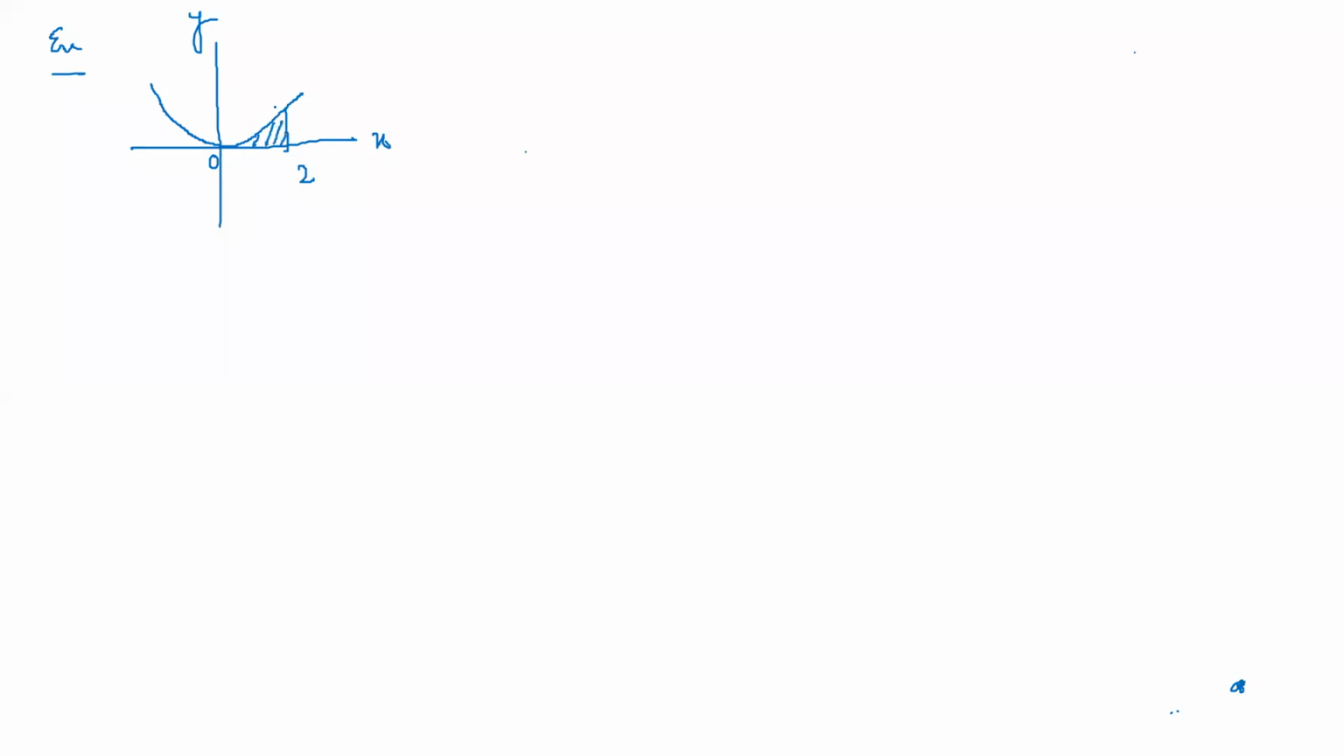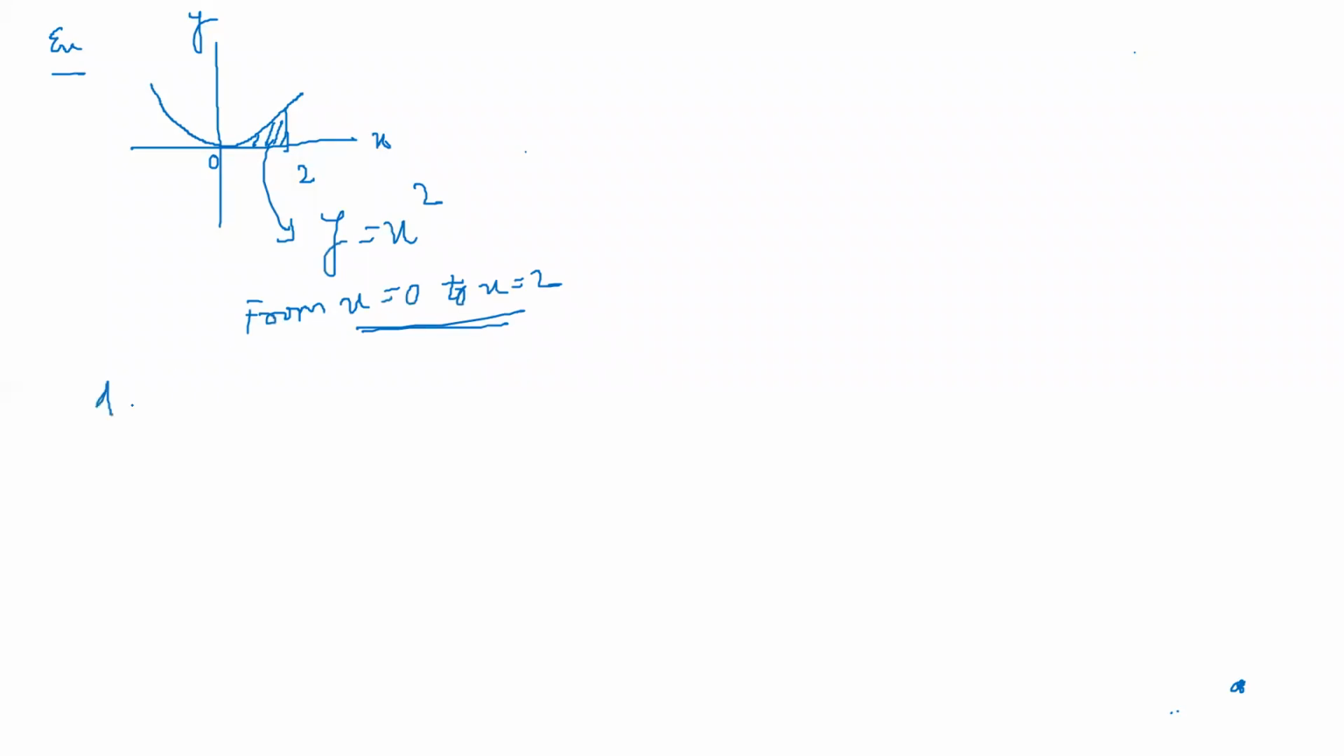And the question is given: find the area enclosed by this curve, whose equation he has given, that y is equal to x square, and from x is equal to 0 to x is equal to 2. From x is equal to 0 to x is equal to 2. Students, what do you have to find? Find the area. Simply you can do it. What is area? y dx.